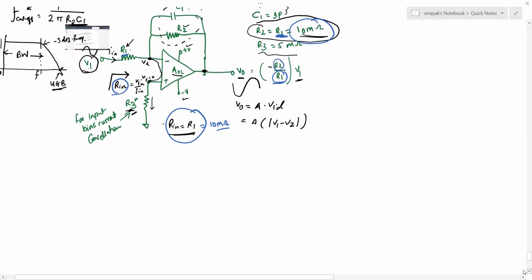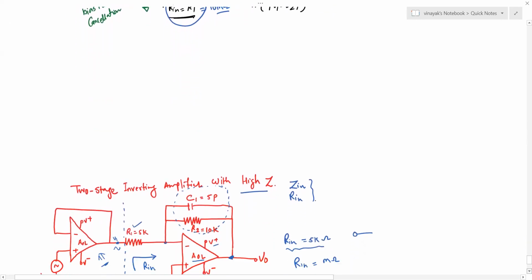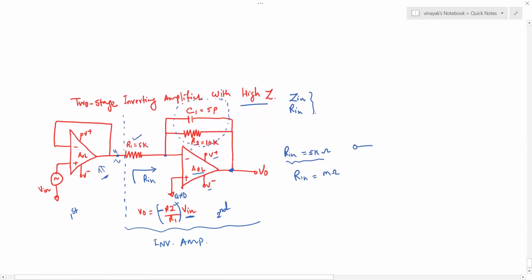To circumvent this problem, we can use the two-stage inverting amplifier. Instead of directly feeding the signal to the input of the amplifier, we will use a voltage buffer, which is a non-inverting configuration of the amplifier, a non-inverting amplifier. It is also called a voltage follower circuit, voltage follower or voltage buffer. It buffers your input voltage.